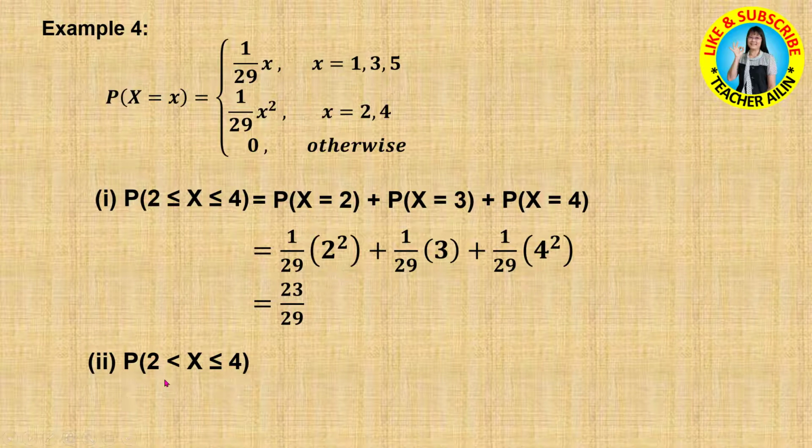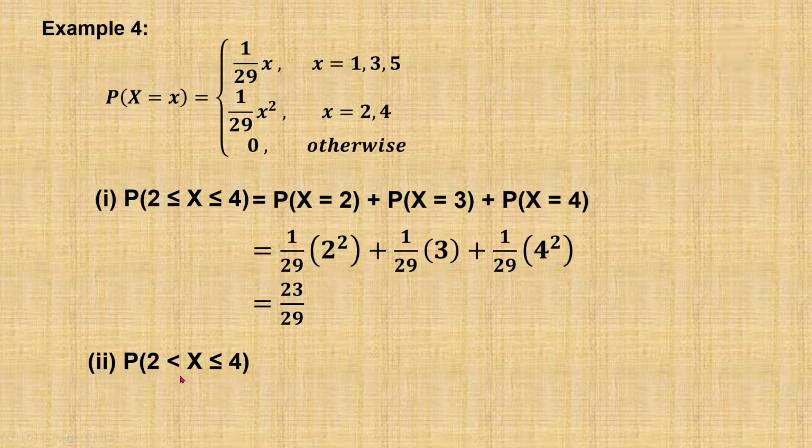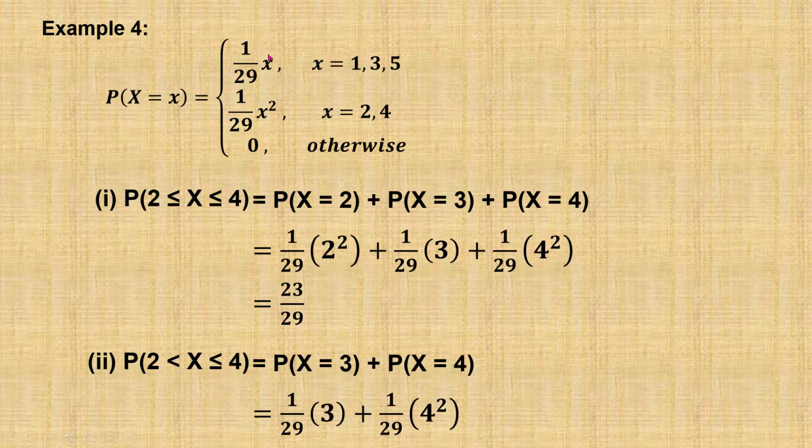Next, to calculate the probability of x between 2 to 4, but not included 2, included 4, which means that x is equal to 3 and x is equal to 4, but x is not equal to 2. When x is equal to 3, the probability is 1 over 29 times 3. When x is 4, the probability is 1 over 29 times 4 power 2. So the answer is 19 over 29.